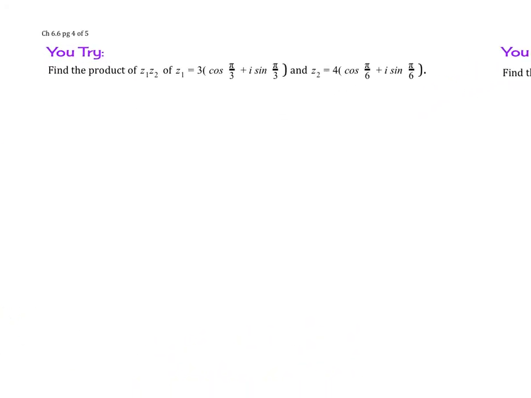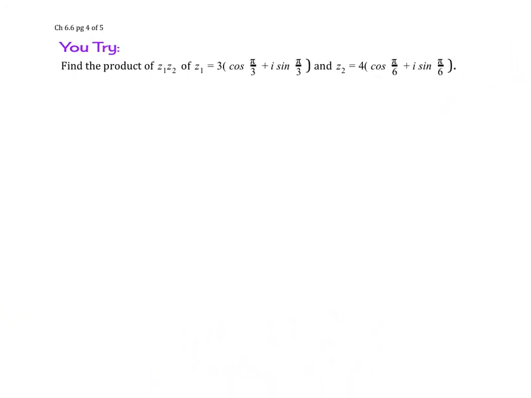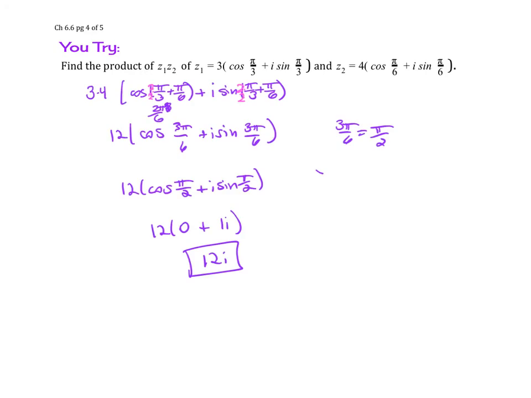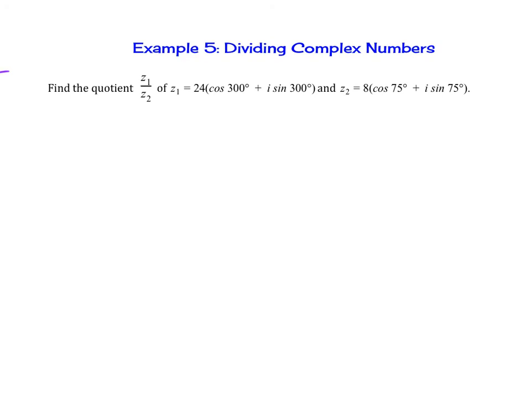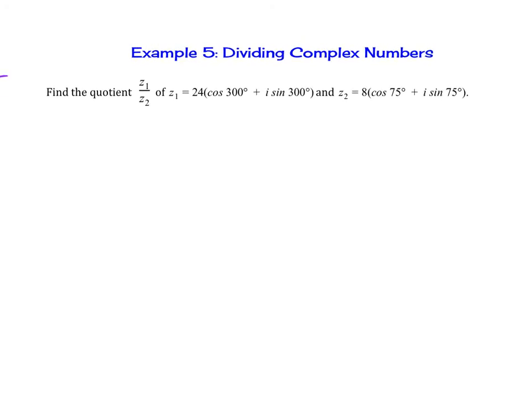So try this example. Find the product of these here. Trying this out, you actually end up getting pi over 2 again, but the answer is 12i. Let's divide complex numbers now. It's very similar to what we did before. Now we're just going to divide the radii, 24 and 8, and then instead of adding, we're going to subtract our angles, in this case degrees.